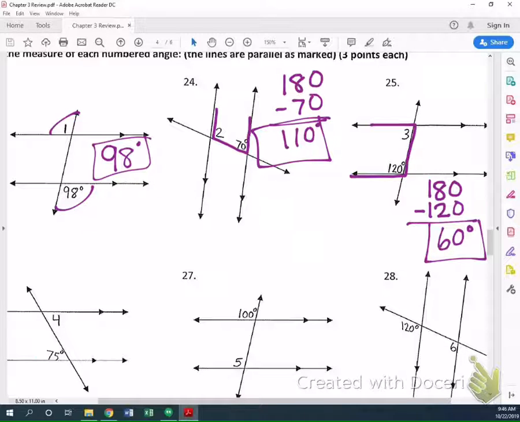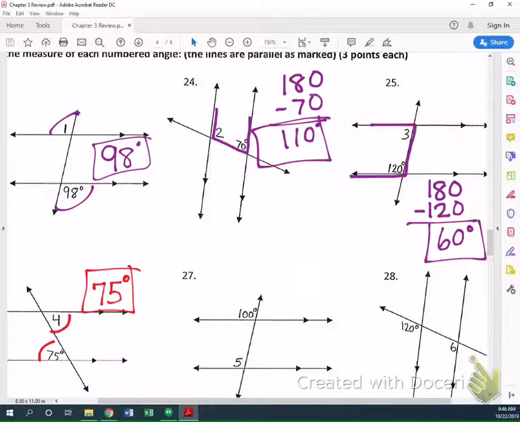What's going on in 26? What type of angles are these? Alternate interior. What do I know about alternate interior angles? They're congruent. So the measure of angle 4 is just 75 degrees. So if they're congruent, you don't have to subtract or anything. Right? Nope. We just write the number that you see with the degree symbol after it.